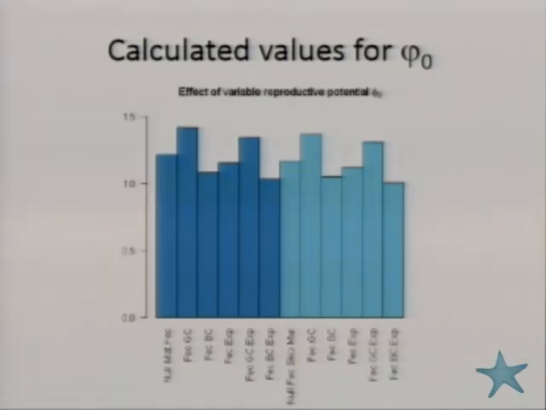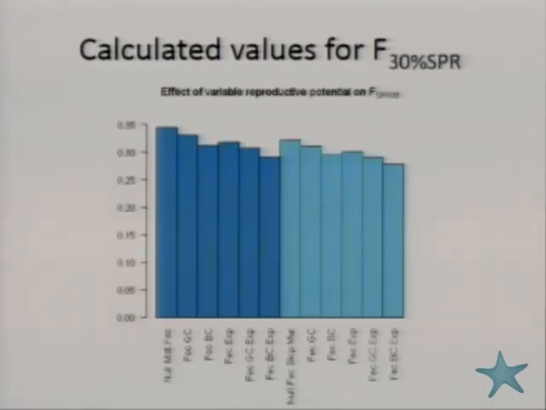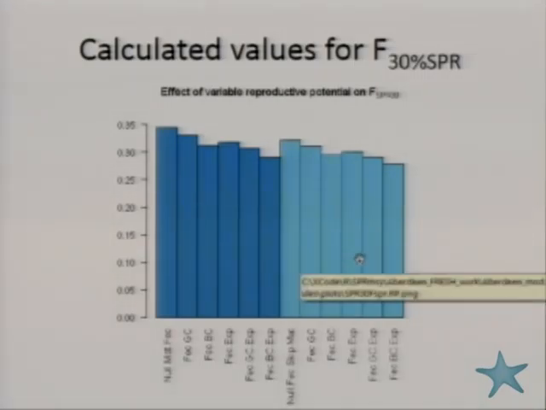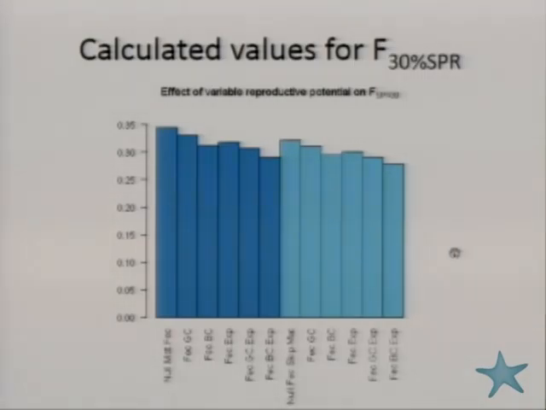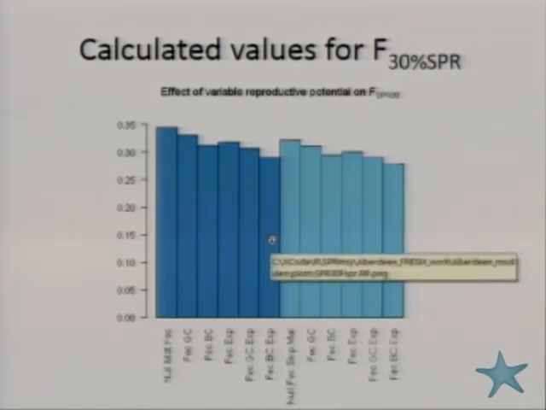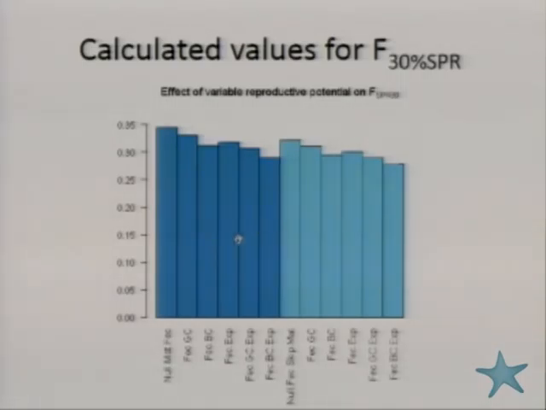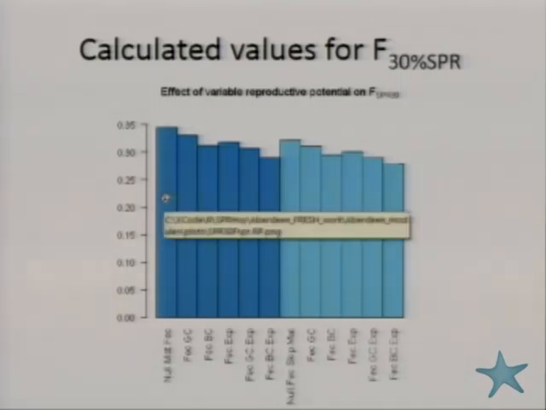So now taking this unexploited spawners per recruit and calculating the F to get a 30% SPR, this is the same comparison. Dark blue, straight maturity. This light blue has skipped spawning. You can see there's some range here, roughly 0.34 to 0.3. And again, the biggest effect is between bad condition and experience versus not modifying those curves at all.